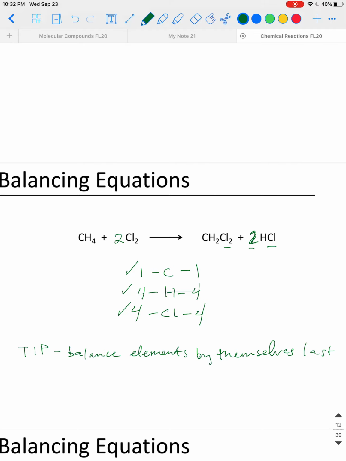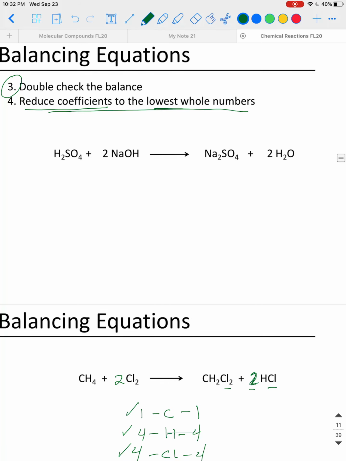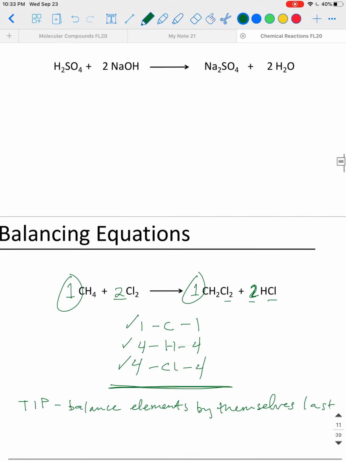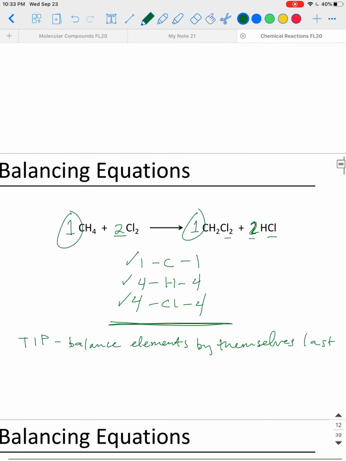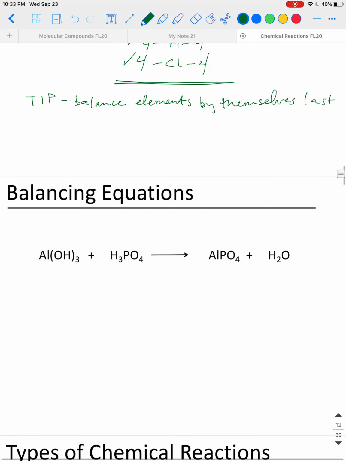That was easier than I thought it was going to be, okay? Then you double check the balance. Okay, doing this stuff right here helps you double check that we are balanced. And do we have the lowest? Rule number 4, remember, was can we reduce our coefficients? Well, I have an understood 1 here, and then 2, and then an understood coefficient of 1 right here in my first product. And the 2, because I have these 1s, I'm as reduced as I can get. You can't divide and still get a whole number since we have these 1s. So everything's good. Let's do another one.